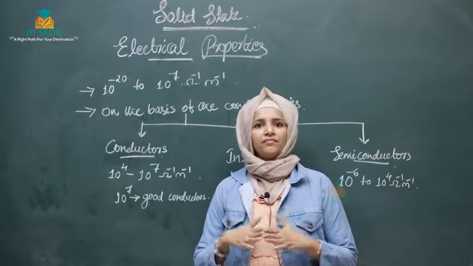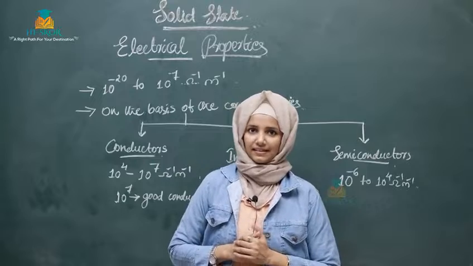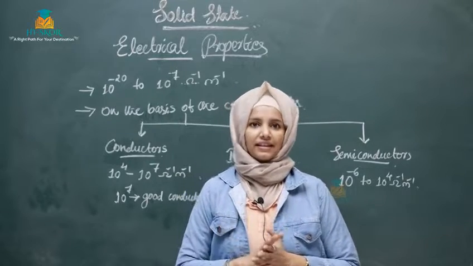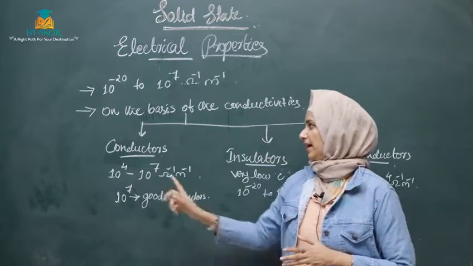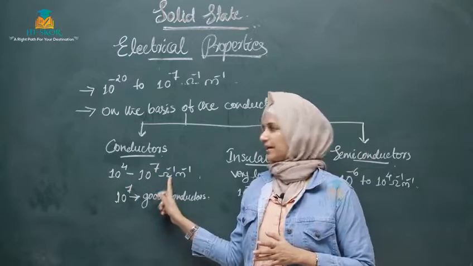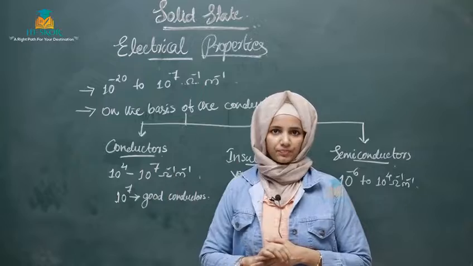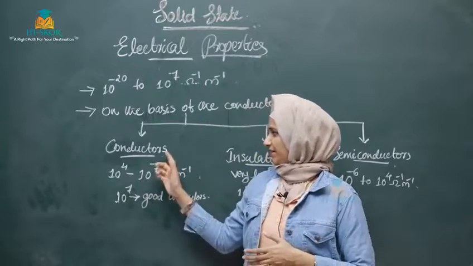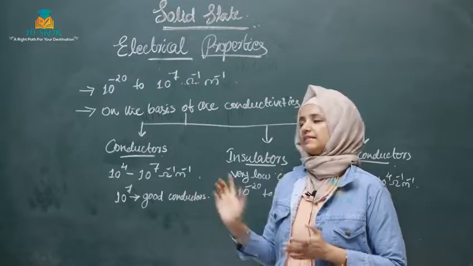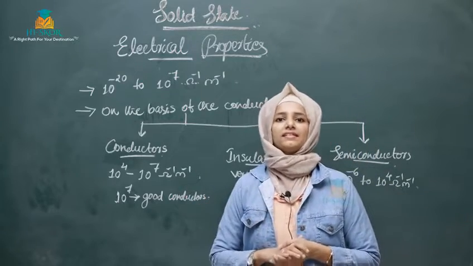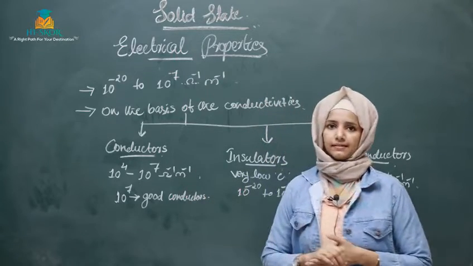Conductors are good conductors of electricity. Their conductivity range is between 10 raised to 4 and 10 raised to 7 ohm raised to minus 1 meter inverse. If we have a conductivity of 10 raised to 7 ohm inverse meter inverse, such solids are called good conductors.